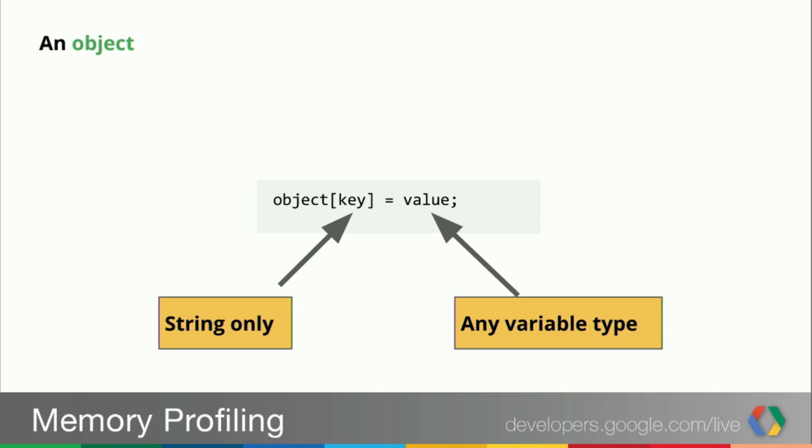So the key goes in the square brackets, and this is always a string. No matter what you put in it, it's going to be coerced into a string, and then used as the lookup into the table. And then for value, you can store any JavaScript object inside the value.